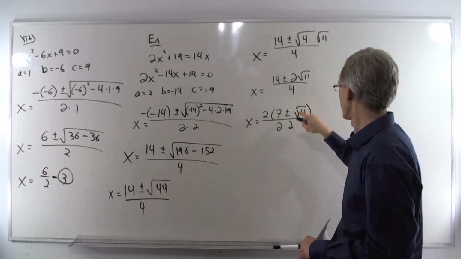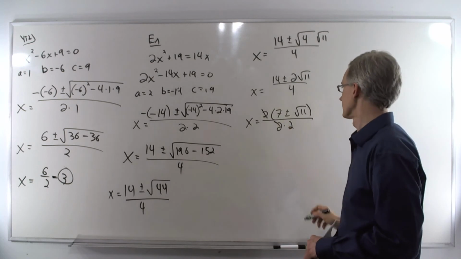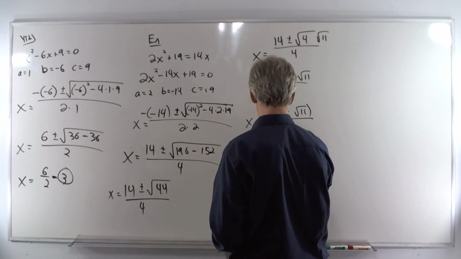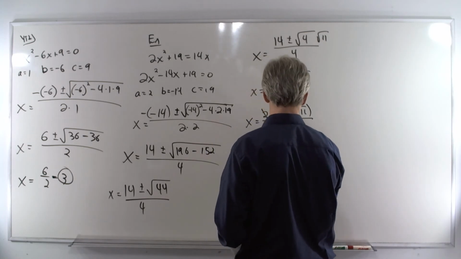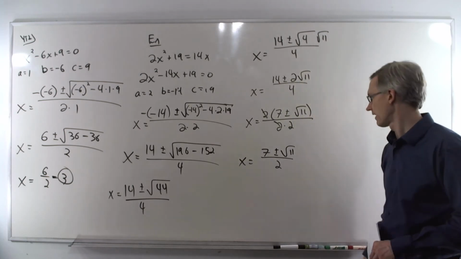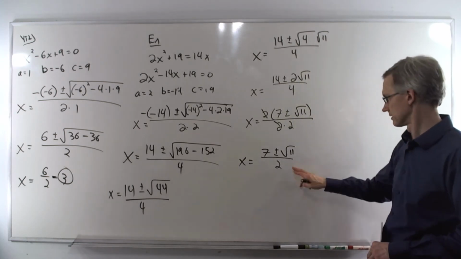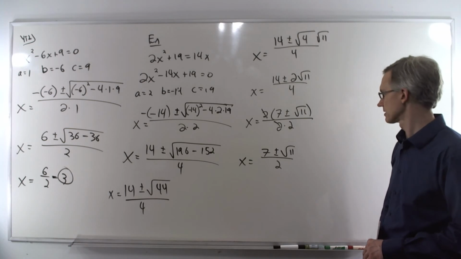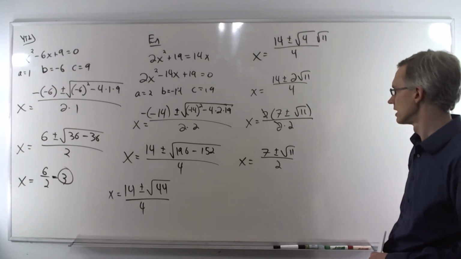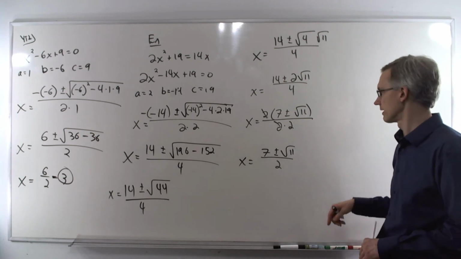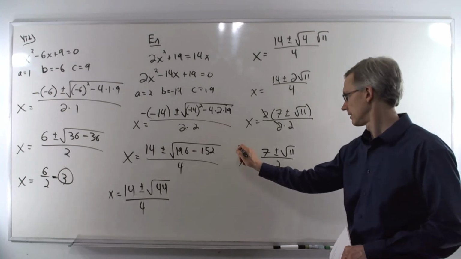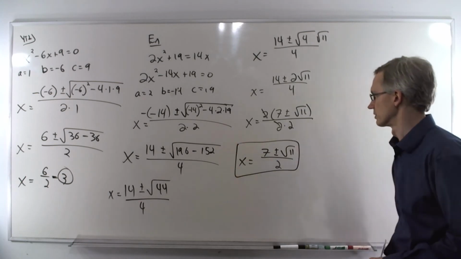And the bottom can be factored into 2 times 2. Now we've got 2's to cancel. Now this cannot be simplified any further than this. So we've got 7 plus or minus the square root of 11 over 2. Now we could write this as 2 solutions, 7 plus the square root of 11 over 2 and 7 minus the square root of 11 over 2. But those two are contained in that one expression.